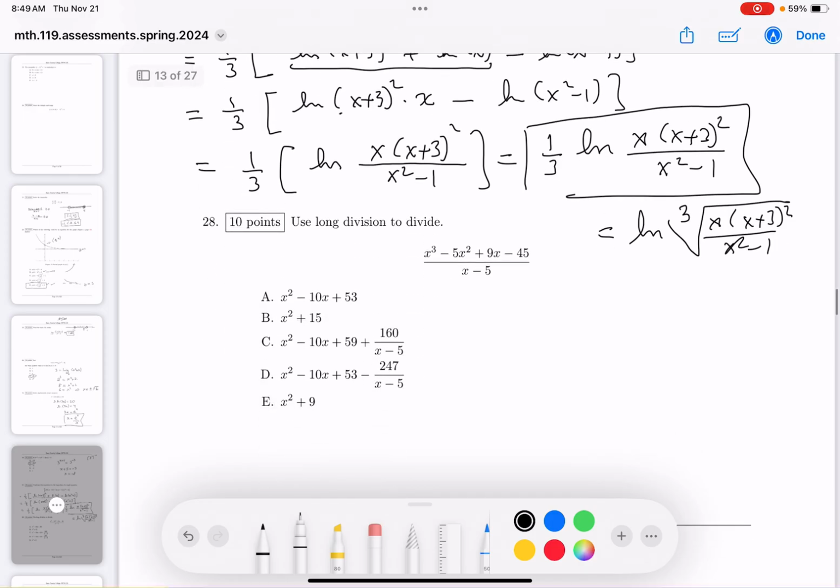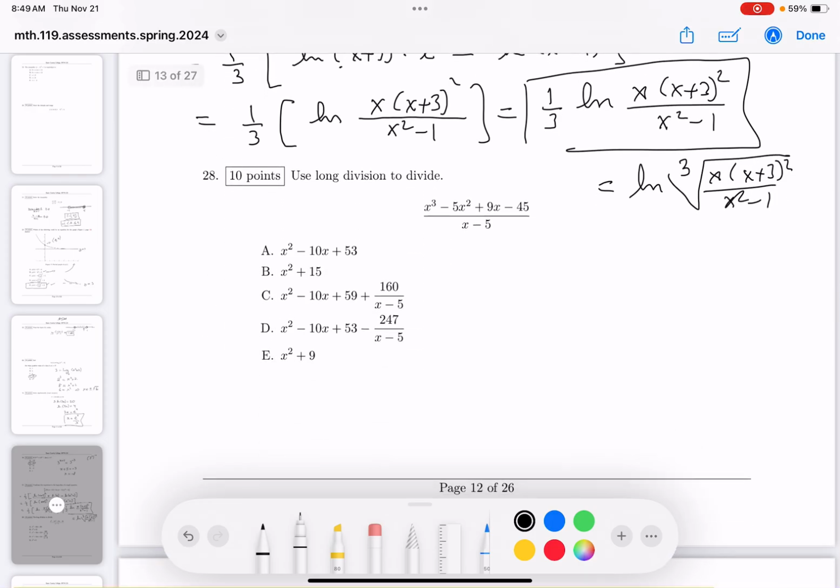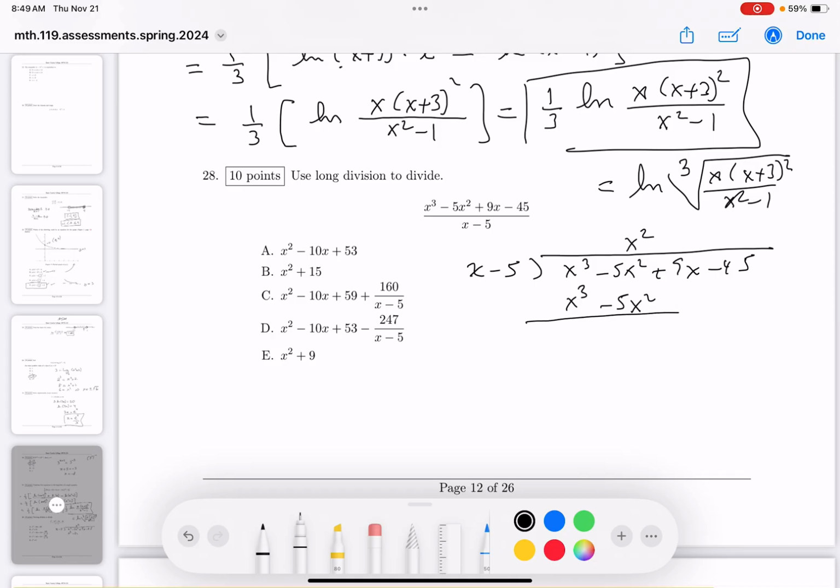All right? Let's do the next one, number 23. Number 23 says use long division. And let's break this down then. So x minus 5 into x cubed minus 5x squared plus 9x minus 45. Well, I'm going to say what times x is x cubed? x squared. And what do you get there? x cubed minus 5x squared. Well, that's convenient, because when I subtract that, they disappear. I'm left with 9x minus 45.